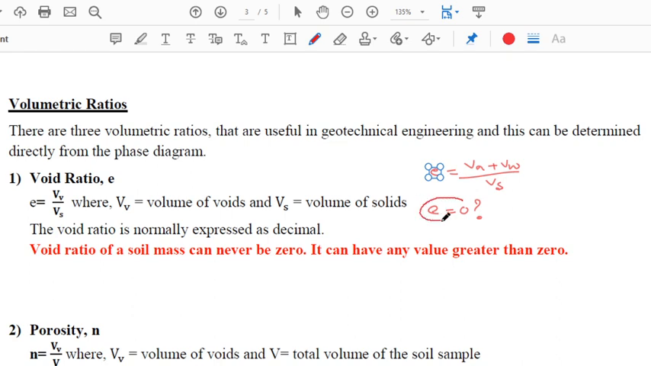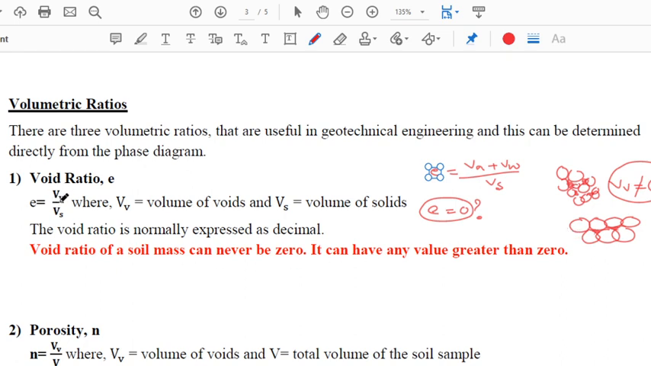This will be somehow the question. Can e be equal to 0? See, if we consider these solid particles, however tight this orientation might be, some of the voids will definitely be present within these particles, even if the packing is too close, too compact. Then also there will be a few voids which will still persist within these particles. So we cannot make the volume of voids totally equal to 0. This is not possible. So volume of voids can never be equal to 0.